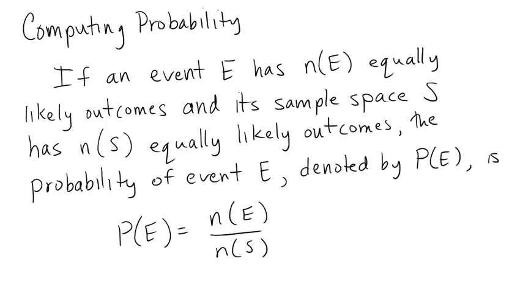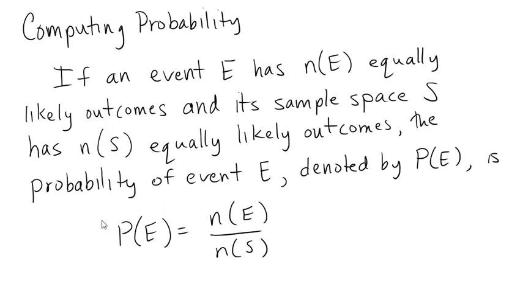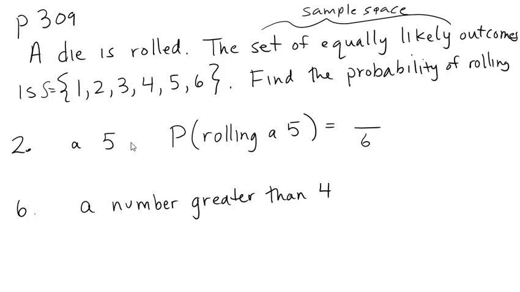In the definition, let's start with the denominator. The denominator is the total number of outcomes in the sample space. That's 6. The numerator is the total number of ways that your event can occur. Well, how many different 5s are there in the sample space? Just one. There's only one way to roll a 5, and that's to get the picture with 5 pips on the top. So the probability of rolling a 5 is 1/6.